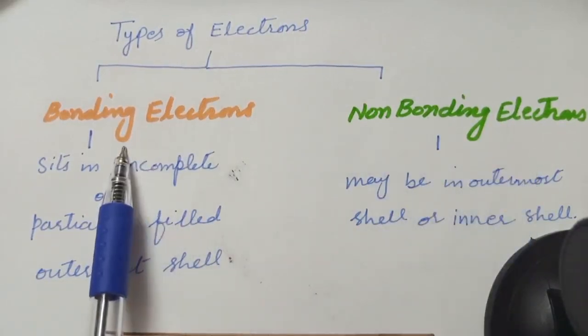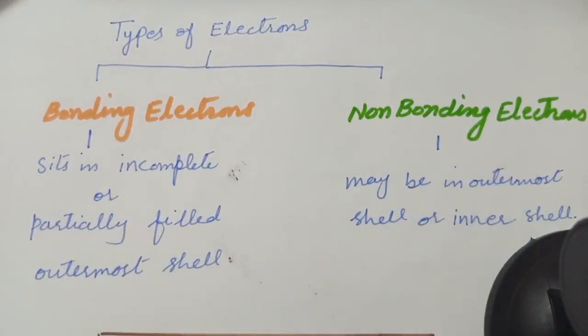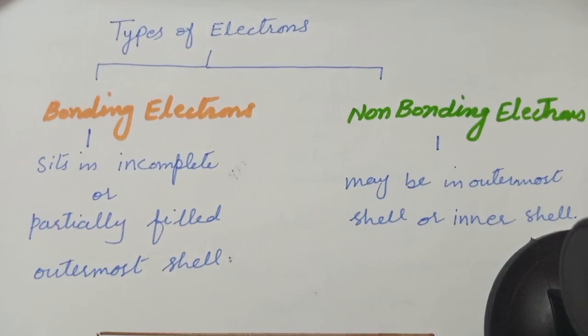Bonding electrons are those electrons which take part in the formation of the chemical bond. They sit in the incomplete or partially filled outermost shell. Non-bonding electrons are those electrons which do not take part in the formation of the chemical bond. Non-bonding electrons may be in the outermost shell or inner shells.